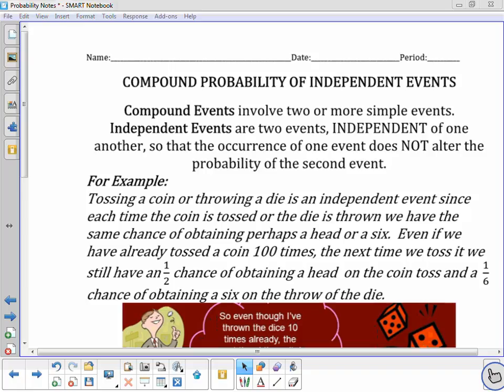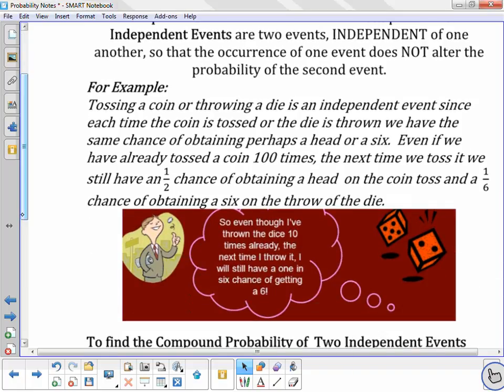So some examples that come up, and you can read through this as many times as you need to for it to sink in. Two things going on. Tossing a coin or throwing a die is independent, since each time the coin is tossed or the die is thrown, there's the same chance of occurring. Either you get a head or a tail, or the probability is out of 6. Even if we have already tossed the coin 100 times, the next time we toss it, we still have a 1/2 chance or 50% chance of obtaining a head on the coin toss and a 1/6 chance of obtaining a 6 on the throw of the die.